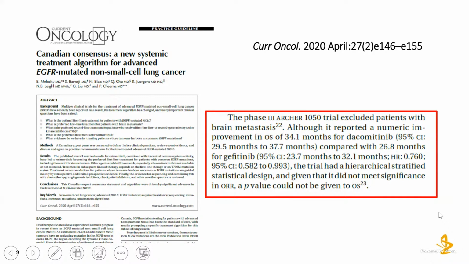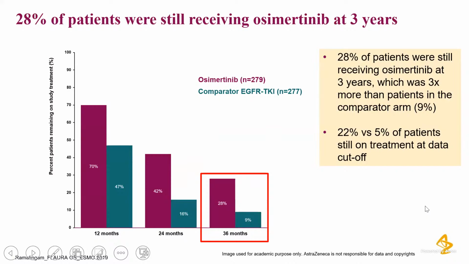The trial had a hierarchical stratified statistical design, and given that it did not meet significance in overall response rate, a p-value could not be given to OS. So here we should not take it that there is an improvement in overall survival because they excluded brain metastasis patients. So coming back to osimertinib, 28% of the patients were still receiving osimertinib at 3 years of treatment.